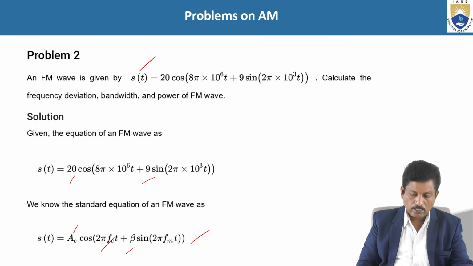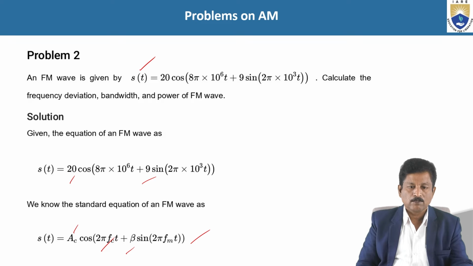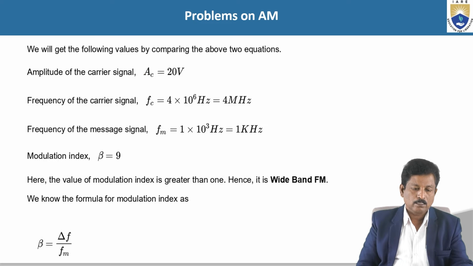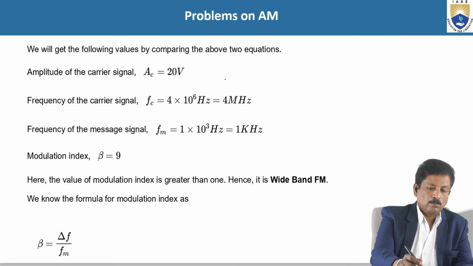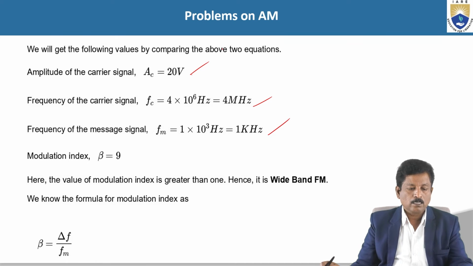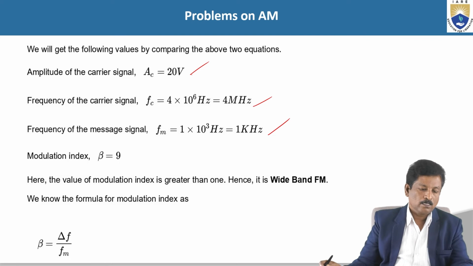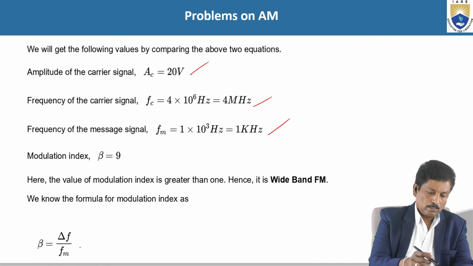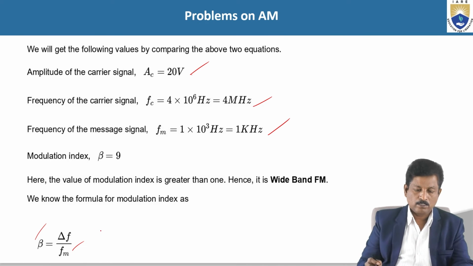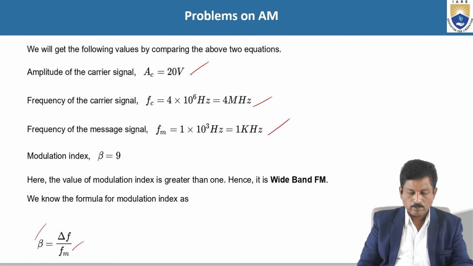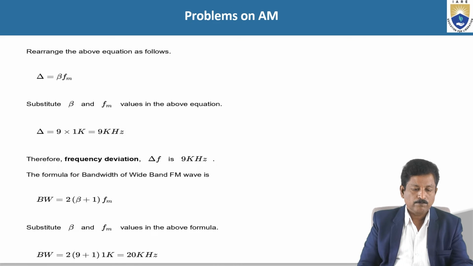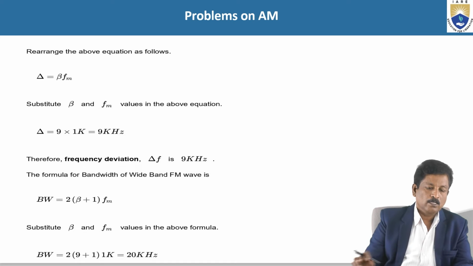By comparing the standard equation with the given statement, you calculate all the things. Now, AC equal to 20 volts, FC equal to 4 megahertz, FM equal to 1 kilohertz, and the modulation index beta equal to 9. From this you have to calculate the frequency deviation. Beta equal to delta F by FM. You know the beta value and the FM value, so delta F equals beta into FM. Overall, delta F equals 9 kilohertz.